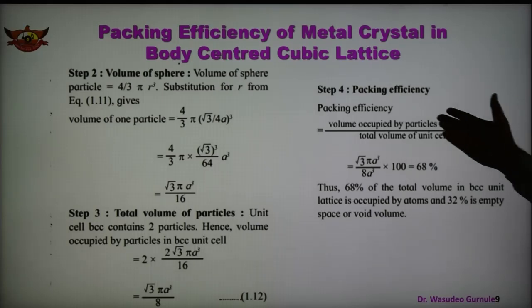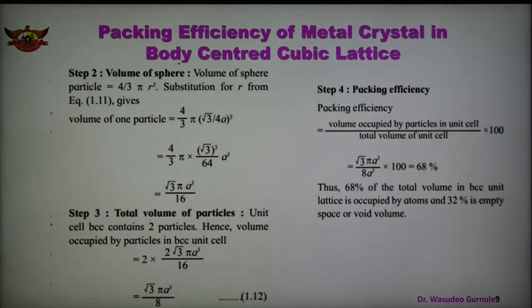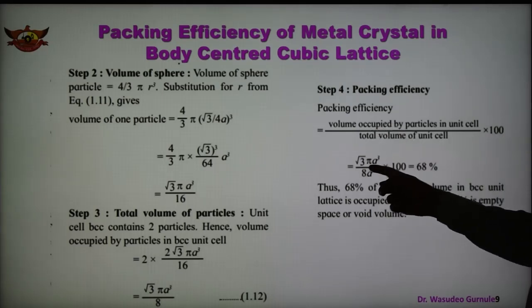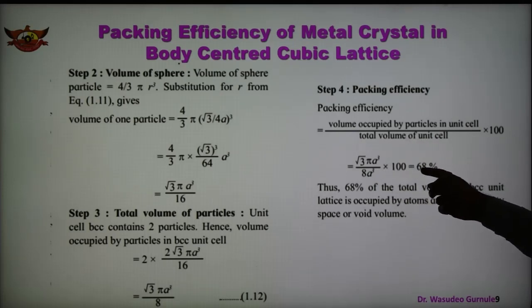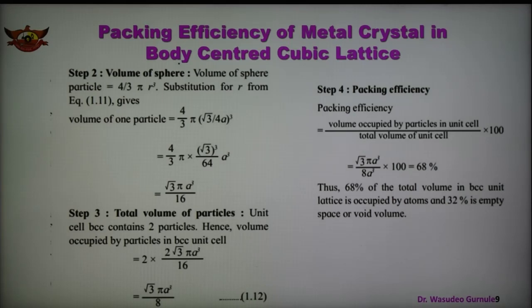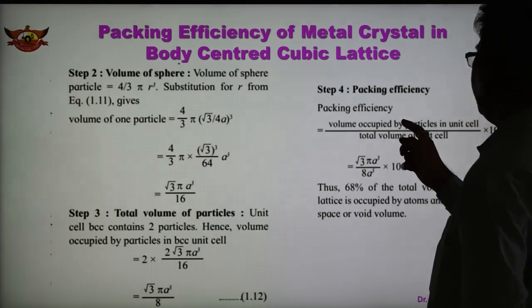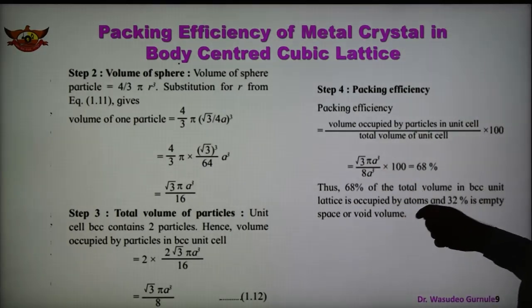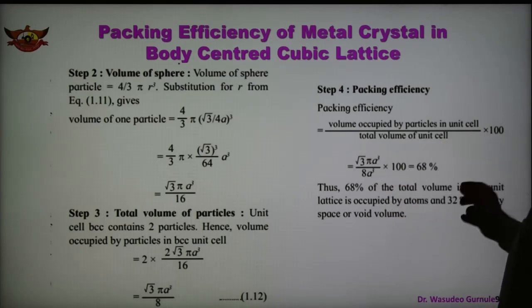And last step is now performing the calculation of the packing efficiency. Packing efficiency equal to, we know the formula, volume occupied by the particle in the unit cell upon total volume occupied by the unit cell, into 100 because we want the packing efficiency in percent. So putting the value here, this one and 8A cube total volume, and after that into 100 we obtain 68%. So this is the formula. This is the value of one particle here and A cube is the total volume of the unit cell. So this is the formula, into 100 we get 68%.